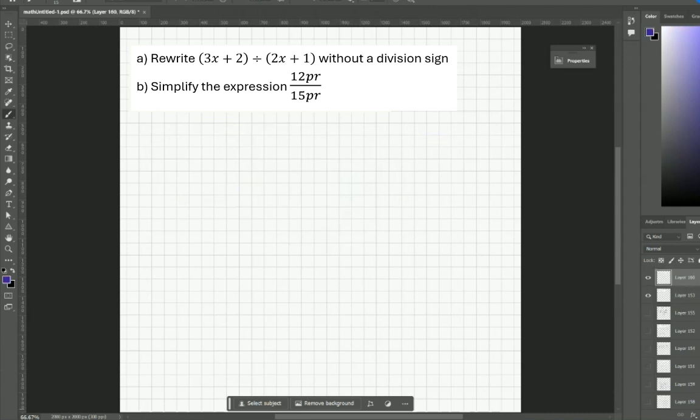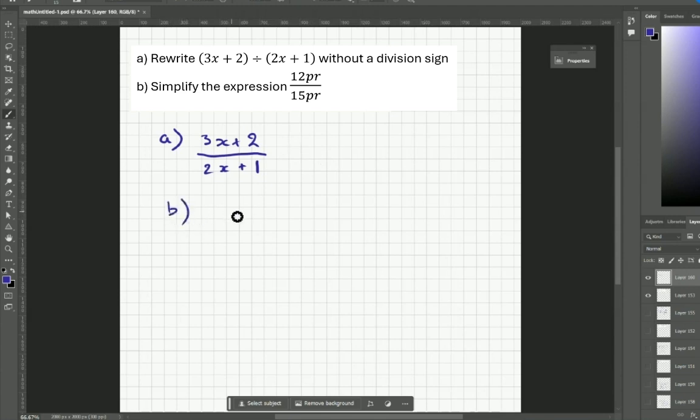Alright, so now we have some additional ones that we're going to look at just to practice. So A is going to be (3x + 2), and we're going to get rid of this division symbol and put it all over 2x + 1. Alright, pretty easy. To rewrite without the division sign, we just convert it to a fraction.